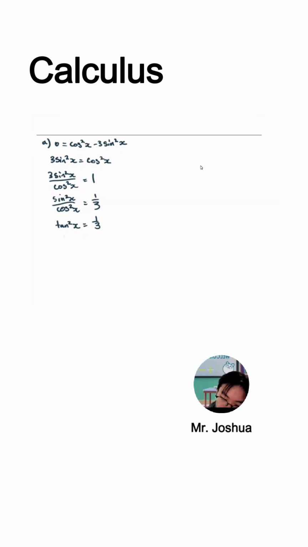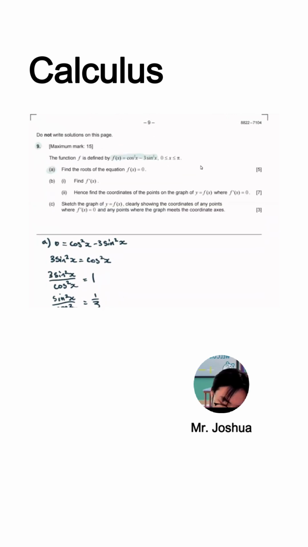And then we can get rid of this squared by doing the square root of both sides. So tan x is equal to 1 over the square root of 3. If you remember your unit circle, you'll remember that x is equal to pi over 6, or also 5 pi over 6. These will be our two roots for our part A. Awesome. Let's go back to part B.